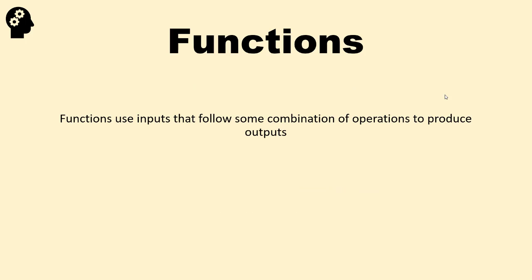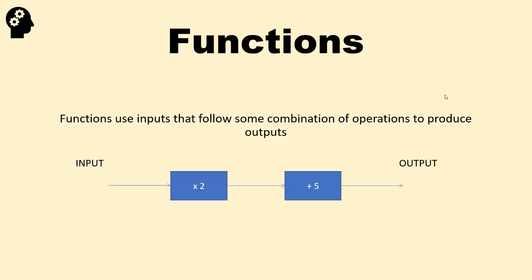Now, what is a function? Functions use inputs that follow some combination of operations to produce outputs. So let's have a look at some function machines. Now, we have two operations here. We are multiplying it by 2 and adding 5.